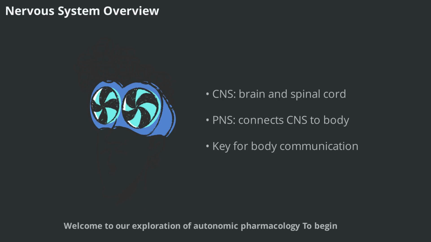Welcome to our exploration of autonomic pharmacology. To begin, let's look at the basic structure of the nervous system. The nervous system is divided into two main parts, the central nervous system, or CNS, and the peripheral nervous system, or PNS. The CNS includes the brain and spinal cord, serving as the main control center for the body. The PNS, on the other hand, connects the CNS to the rest of the body through a network of nerves.